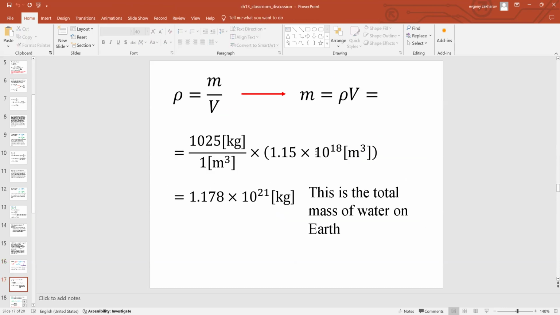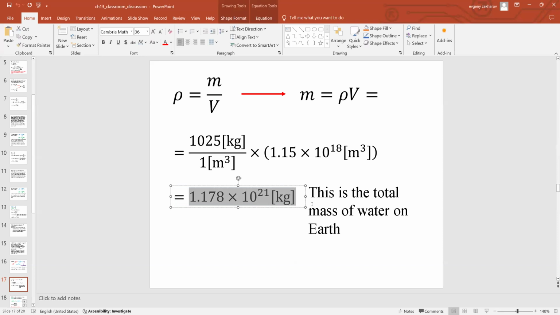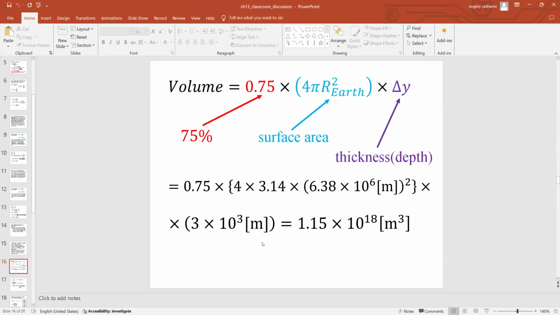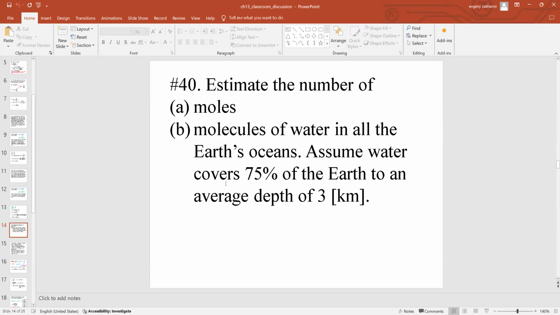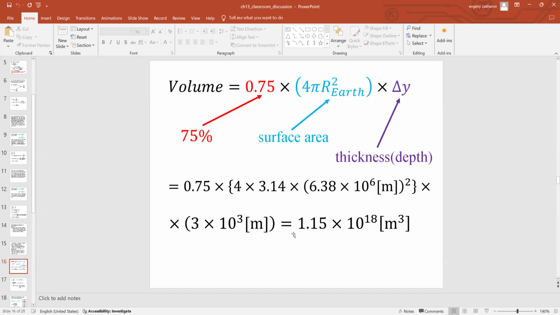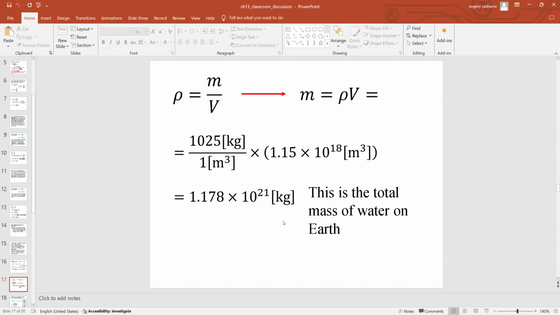So we get the volume, we get the density. You can calculate the mass. And this is the total mass of water on planet Earth. That answers part 1. Oh, no, it's moles and molecules. Never mind. We're almost there with mass.